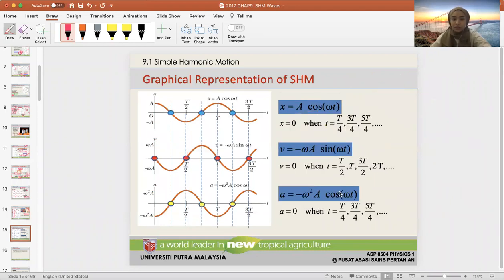Okay, X is 0 when, now it's saying X is 0, the displacement is 0 at T over 4. Maksudnya period divided by 4, and then 3 over 4 of a period, 5 over 4 of a period, and so on. And V is 0 when T is over 2. So basically just use this equation to find out when it becomes a 0. You don't have to memorize this, you just solve the equation.